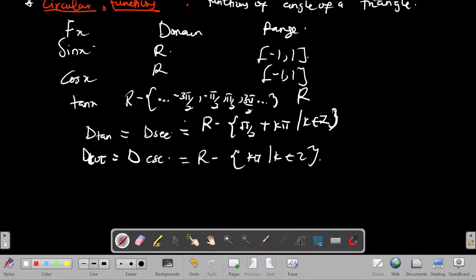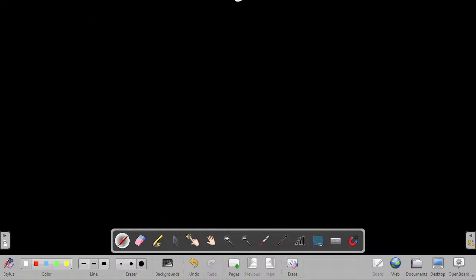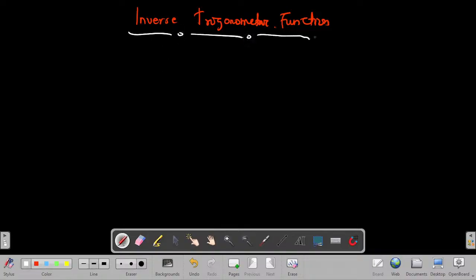So we move to inverse trig function. Inverse trigonometric function. When you talk about inverse trig function, it may be quite unfamiliar.